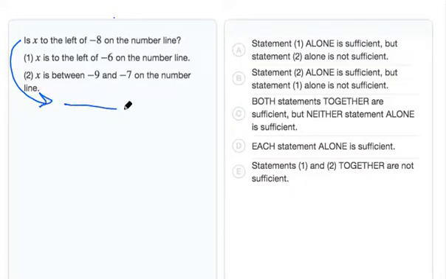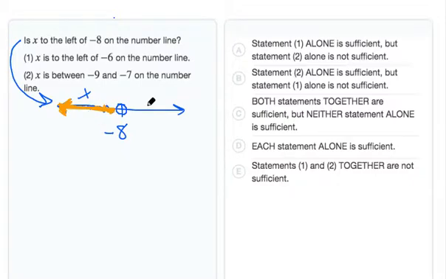In terms of a number line, we're asked is x to the left of -8. So if -8 is right here, we don't want to have it included. It's strictly to the left of -8. So we're looking for whether our x is somewhere over here. We can use a different color to get a better visual of what's going on. We're looking for whether x is in this portion of our number line or not.